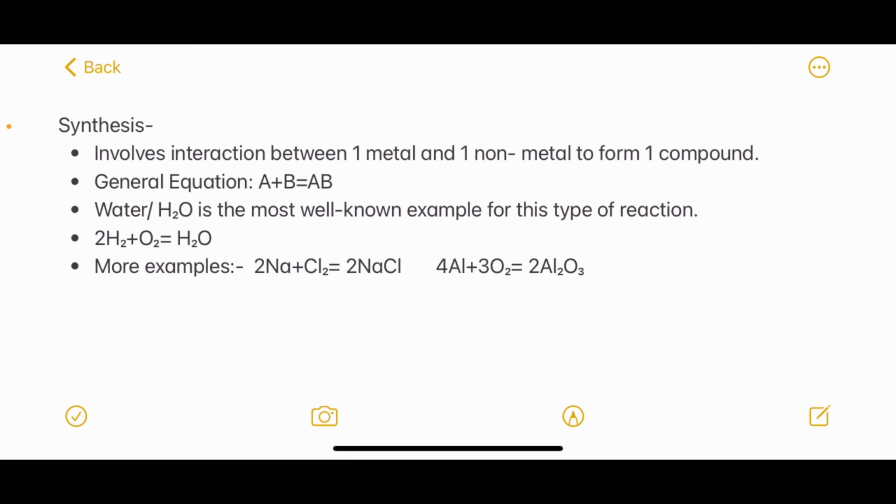Although you guys might not know the meaning of those coefficients and subscripts because we will learn that in a later video, this is what a synthesis reaction would look like. You have more examples down there. You have the sodium chloride example where you have sodium, which is being reacted with chlorine, which is another non-metal, to form NaCl, which is sodium chloride.